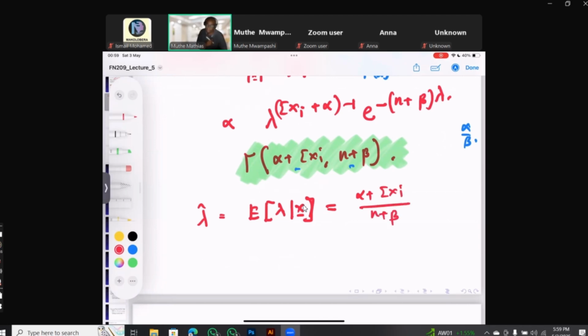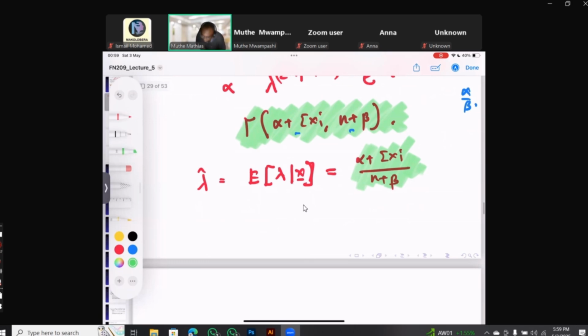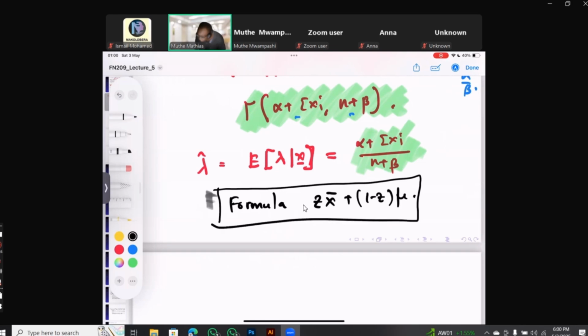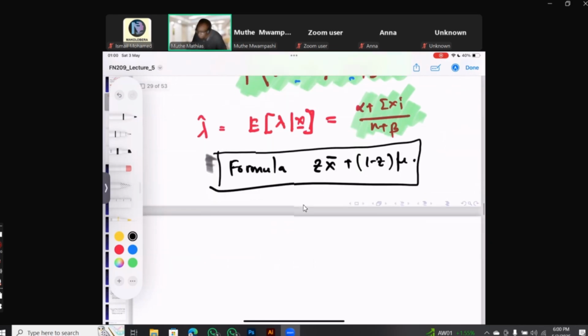All right. So now I have to show that this estimator is in the form of the credibility formula, which I showed you before. And what is the formula? If you remember, the formula is Z x bar plus (1 minus Z) times the other term, like this. So the question asks, can you rearrange that estimator of lambda to be in this form? That is actually what we have to do.